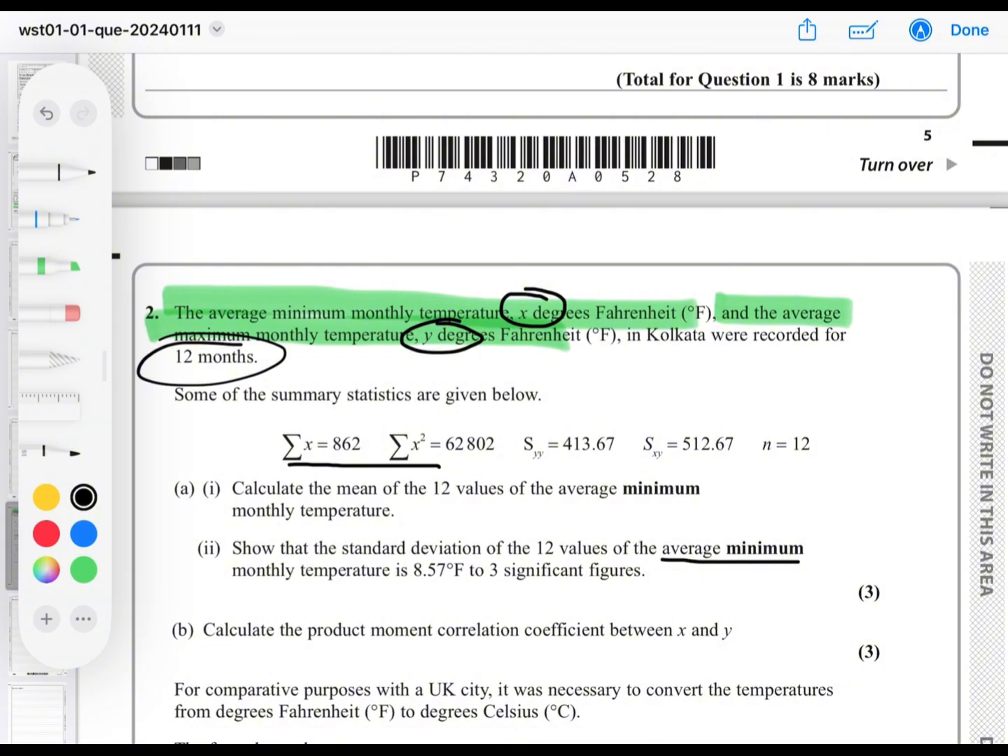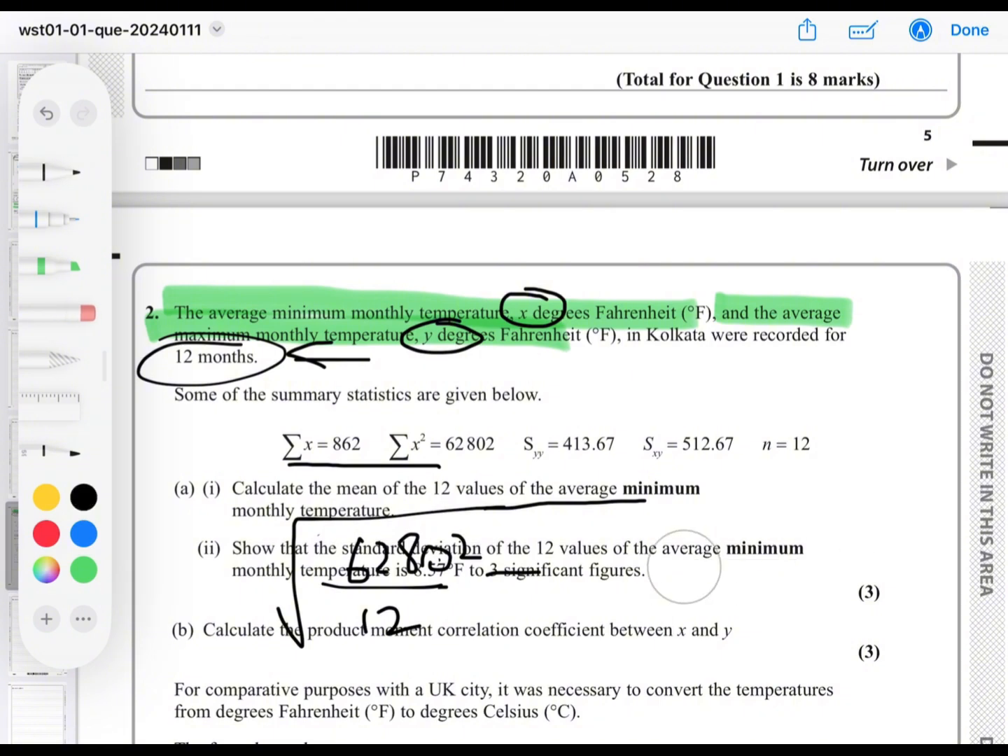For the standard deviation, the formula will be the square root of the summation of x square upon the total months. The total months we have here are 12. Let me put the values here. The values are 62802 upon 12. It's a straightforward one, because when you have the formula in mind, the question is not that difficult.